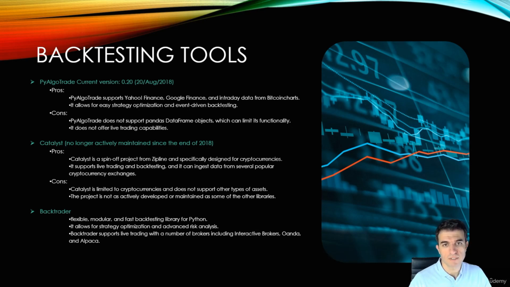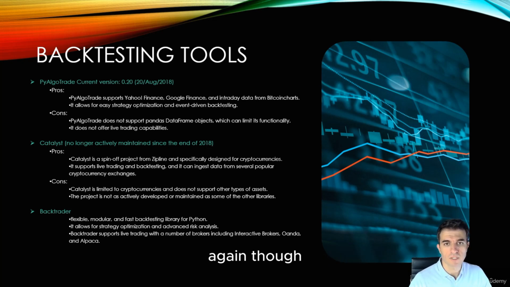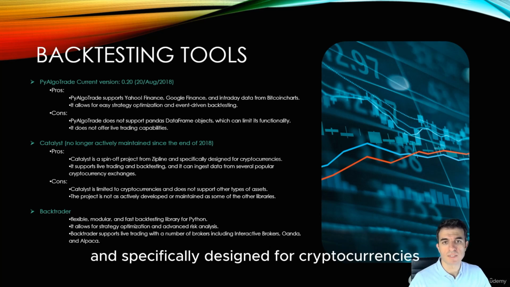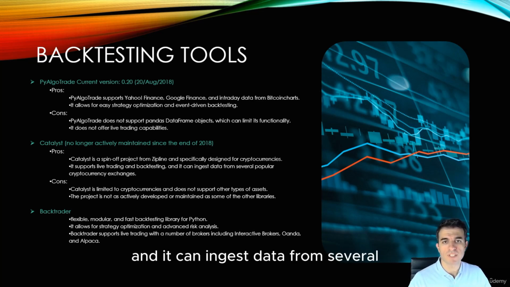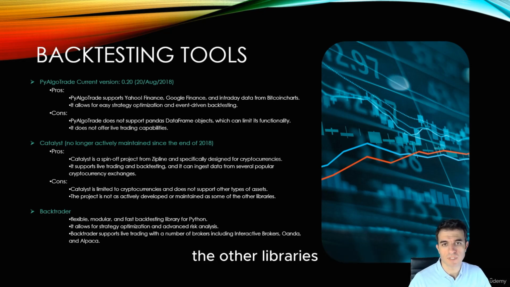Then we have Catalyst. It's no longer actively maintained since the end of 2018 again. It's a project actually from Zipline that we have already mentioned, specifically designed for cryptocurrencies. It supports live trading and backtesting, and it can ingest data from several popular cryptocurrency exchanges. So it also has some cons. The project is not as actively developed or maintained as some of the other libraries.